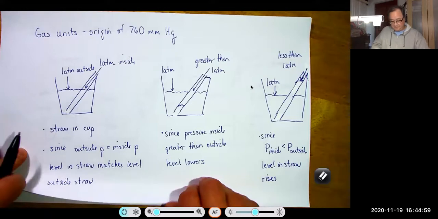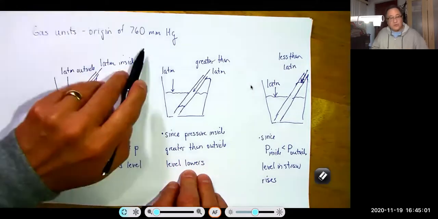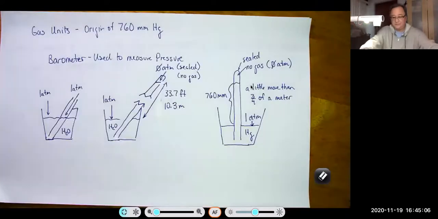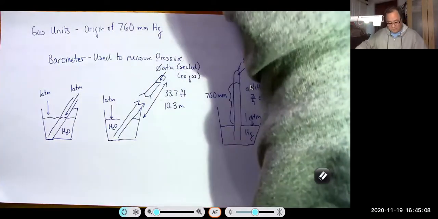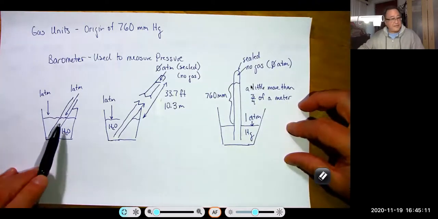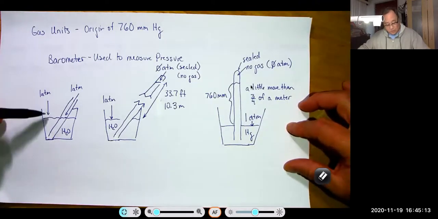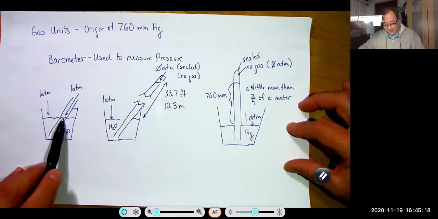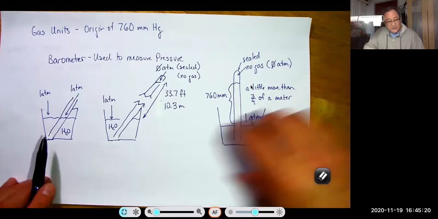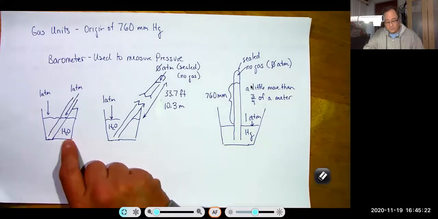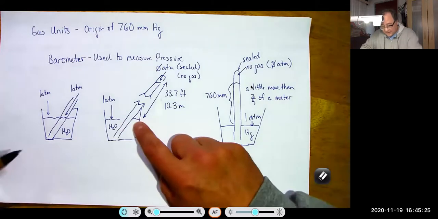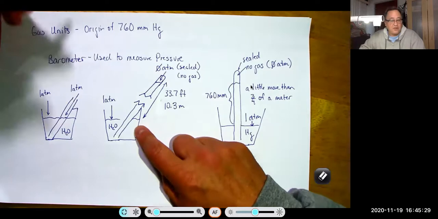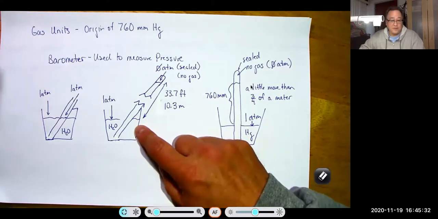Okay. So we still haven't gotten to the origin of 760 millimeters of mercury, but we're getting there. Here we see the same thing again, 1 atmosphere outside the straw, 1 atmosphere inside the straw, so the level is the same inside and out. Now imagine that the liquid in here were H2O, and that this straw was extended so it's about 40 feet long, or 34 feet long.